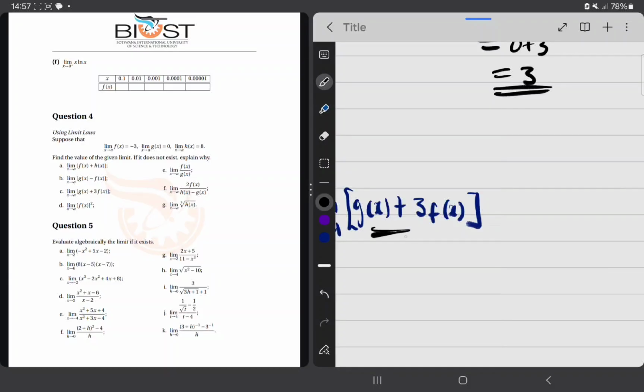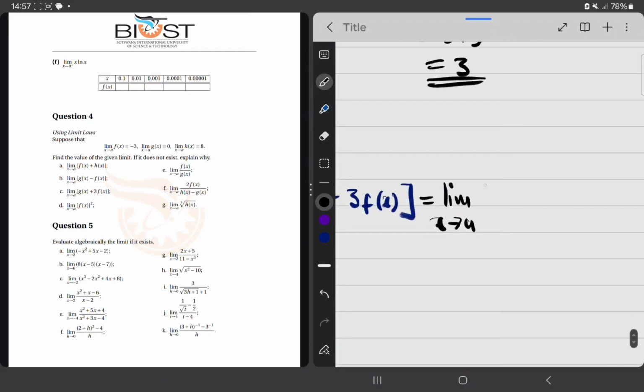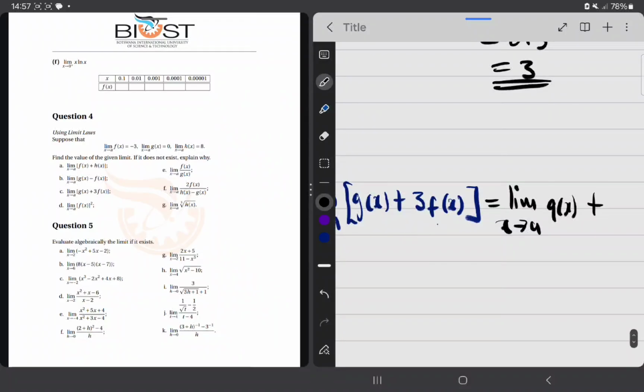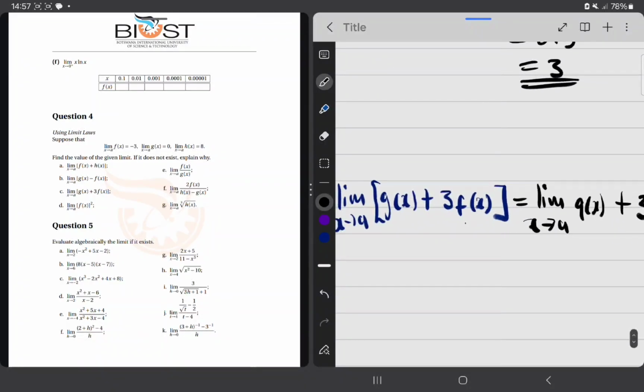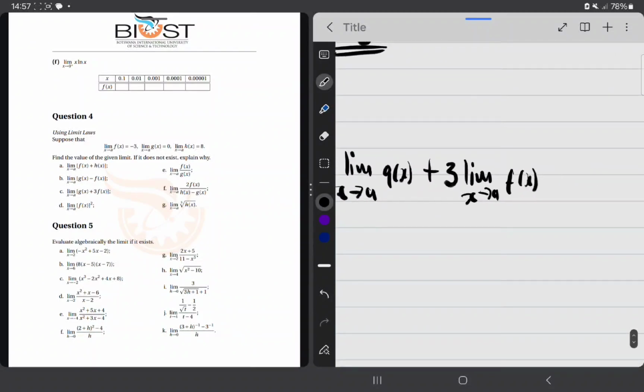So in here, they are adding. So of course, we separate, right, for a limit law. So it's going to be the limit as x approaches a. We separate first this first one, then the second one. So of g of x, then plus, since this 3 is outside, we put it outside of the limit. So we can say plus 3 times the limit as x approaches a of f of x. Is it f of x? Is the other one f of x? Yes. So this 3 just goes outside, okay?